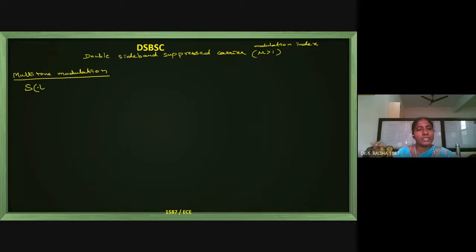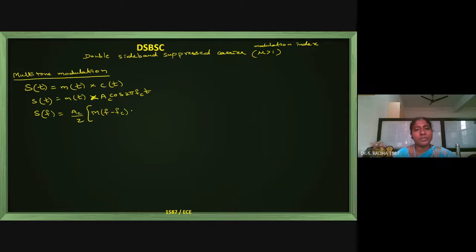The modulated signal S of t is the direct multiplication of C of t and M of t. We know that C of t is AC cos 2 pi fct. This is S of t. If we calculate the Fourier transform, S of f will be AC by 2 times M of f minus fc plus M of f plus fc.